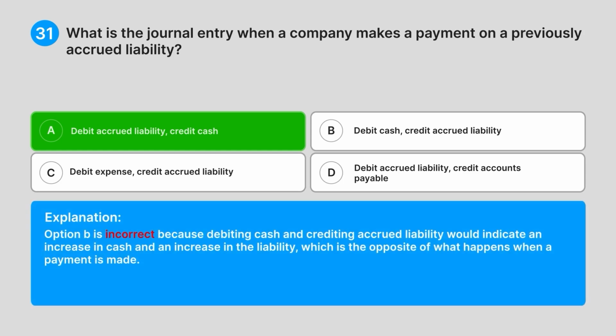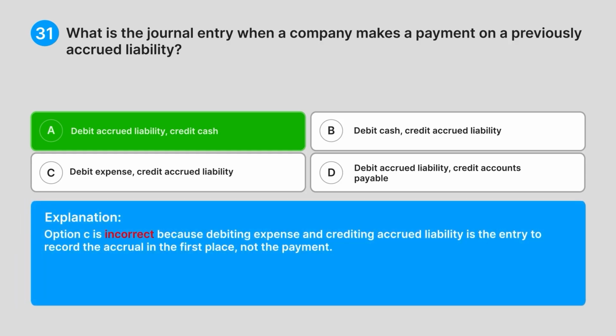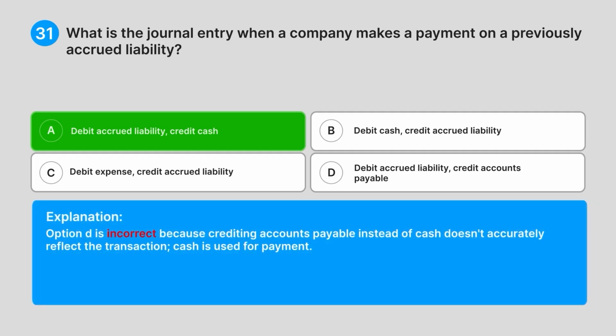Option B is incorrect because debiting cash and crediting accrued liability would indicate an increase in cash and an increase in the liability, which is the opposite of what happens when a payment is made. Option C is incorrect because debiting expense and crediting accrued liability is the entry to record the accrual in the first place, not the payment. Option D is incorrect because crediting accounts payable instead of cash doesn't accurately reflect the transaction. Cash is used for payment.